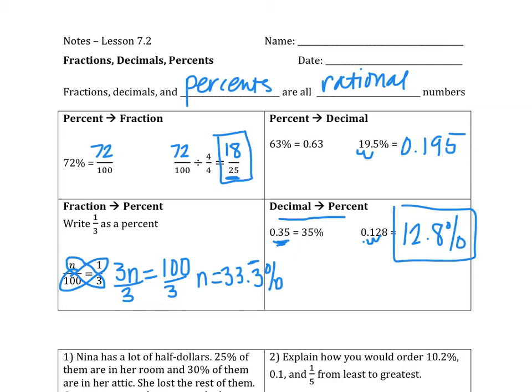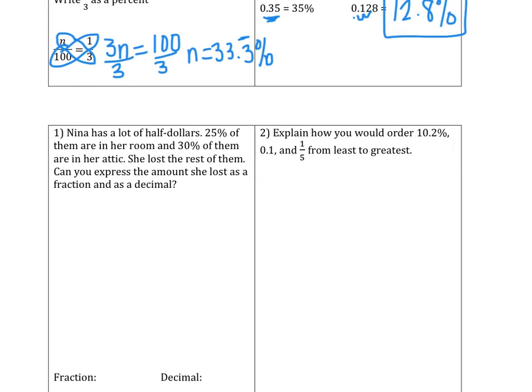Okay, let's look at a few more examples. Number 1, Nina has a lot of half dollars. 25% of them are in her room and 30% of them are in her attic. She lost the rest of them. Can you express the amount she lost as a fraction and as a decimal?